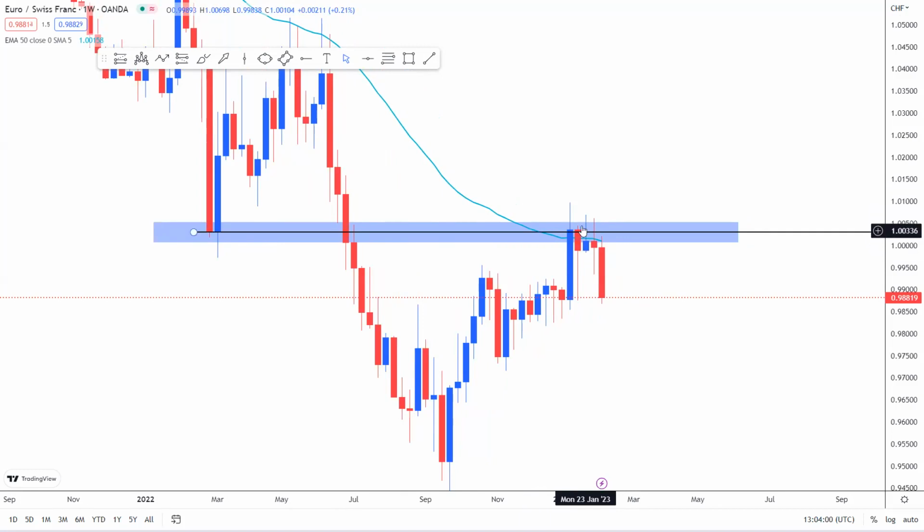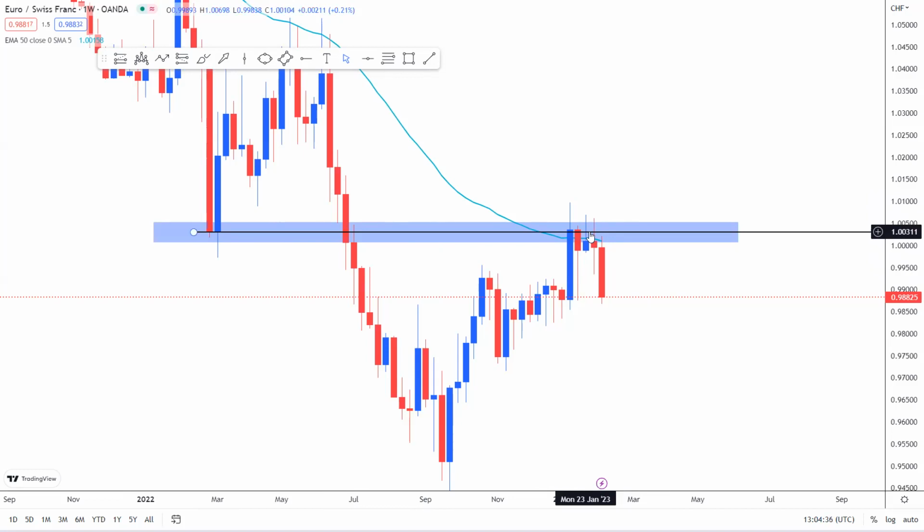You can see this closed clearly as a rejection shooting star candlestick, just below the level, and also below the exponential moving average. Lots of rejections from the upside, indicating that sellers were clearly rejecting buyers from moving price above this level, confirming that this is indeed a seller's zone.